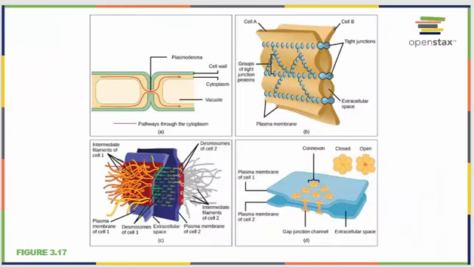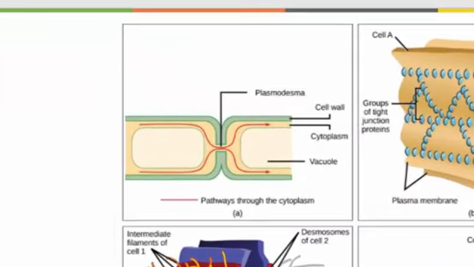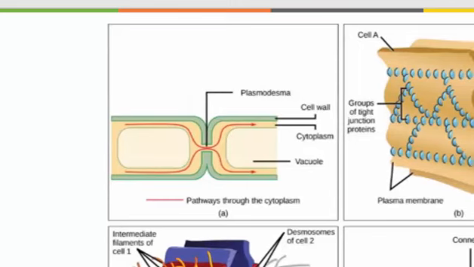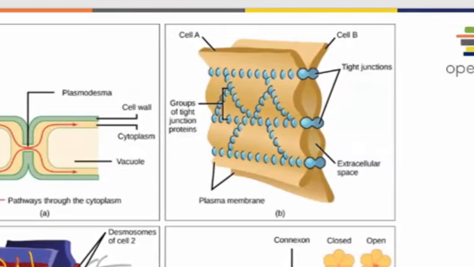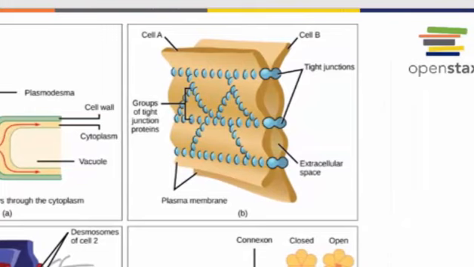Holding cells together is an important job too. There are 4 kinds of connections between cells. In A, you see a plasmodesmata, which is a channel between cell walls of 2 different adjacent plant cells. They can share water and other fluids freely. In B, you see the tight junctions that join adjacent animal cells. Tight junctions are important when you don't want fluids moving outside of cells or outside of the boundary that they create, like your stomach acid. You want to keep that trapped.